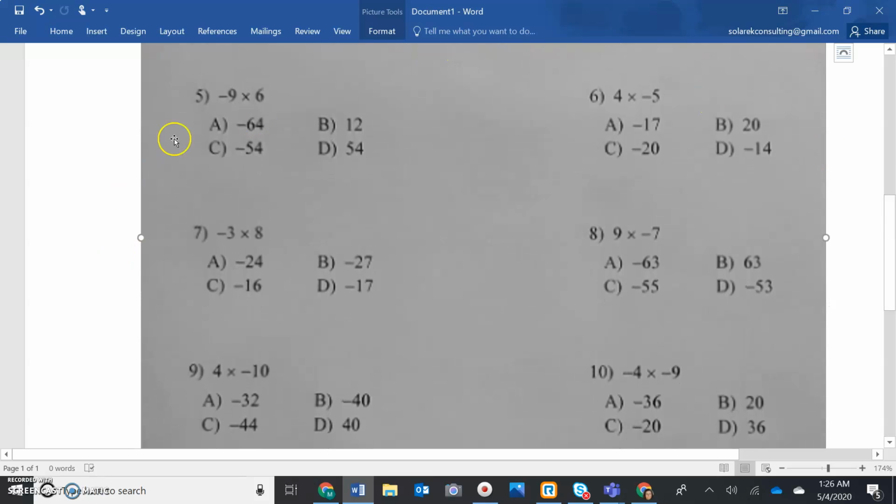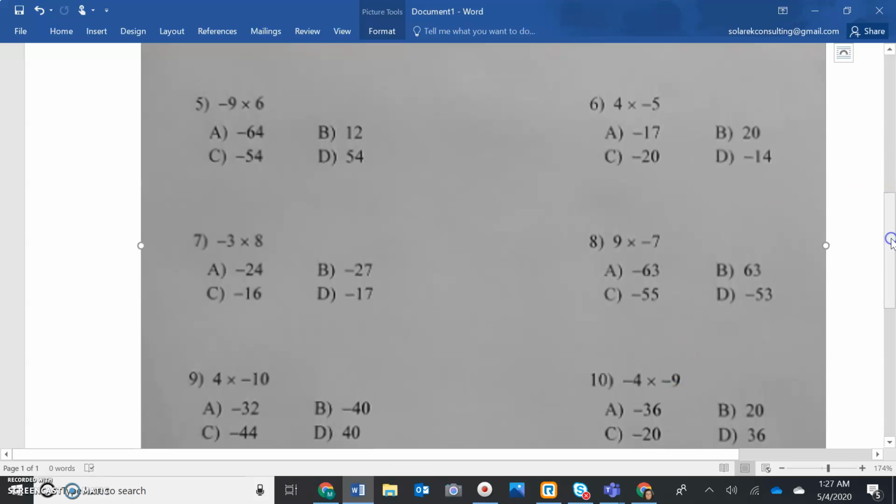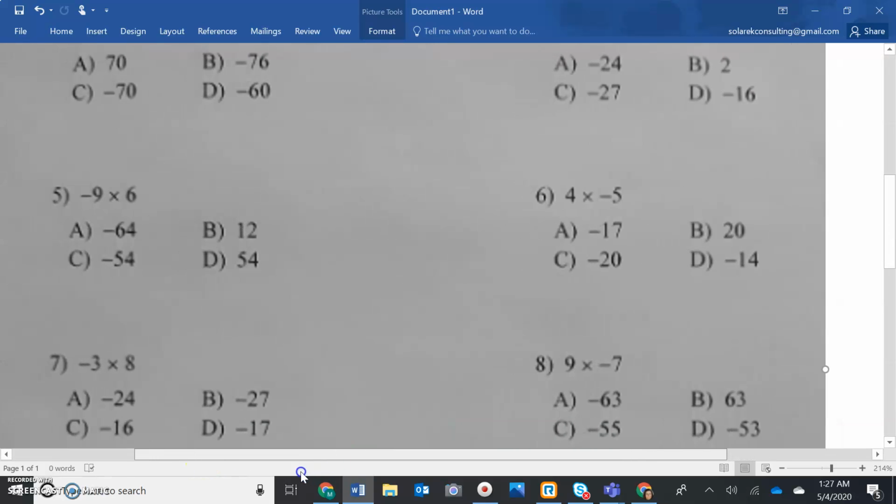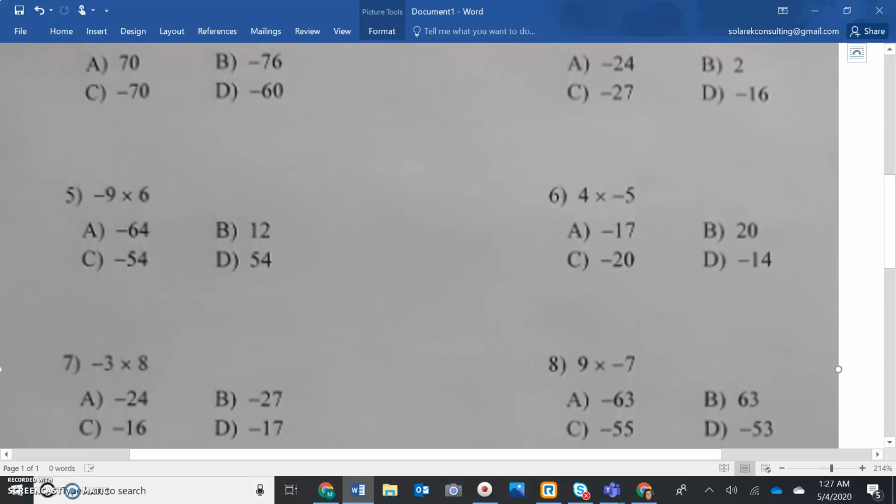So right now you're going to do 5, 6, 7, 8, 9, 10. Now here's the only problem. You want to be sure not to put down the wrong thing. So we're doing 5 right here. Negative times a positive is a negative, so it's one of those two. Write down the letter you think it is, 9 times 6.